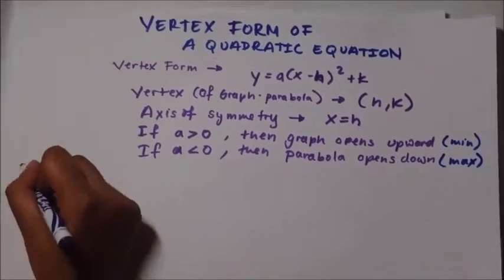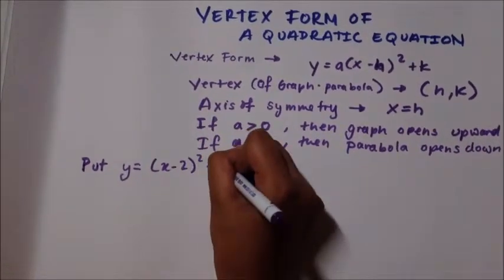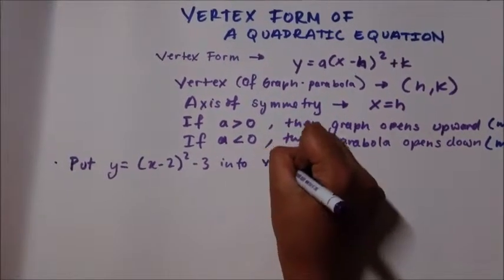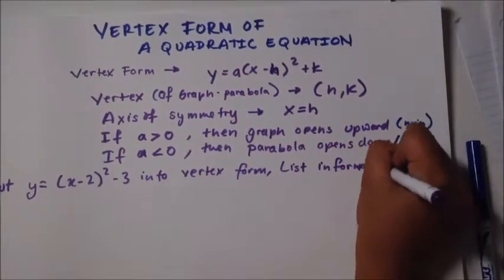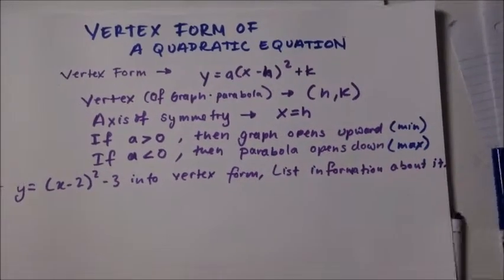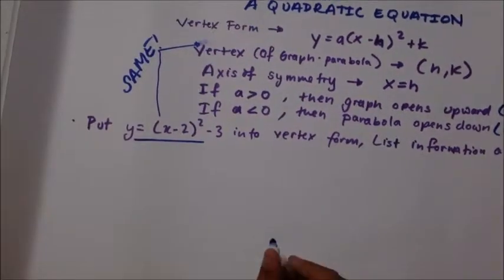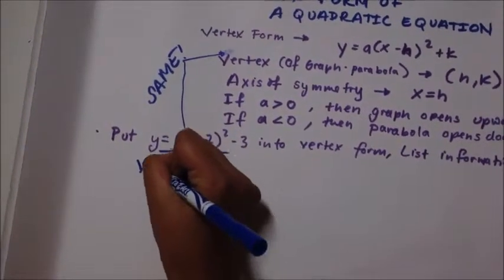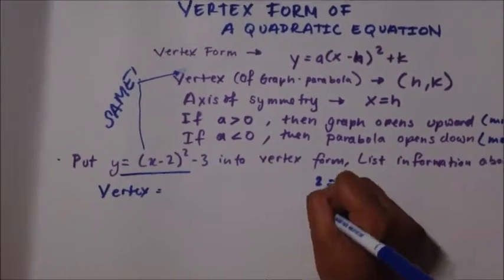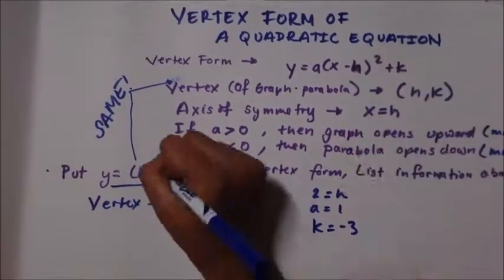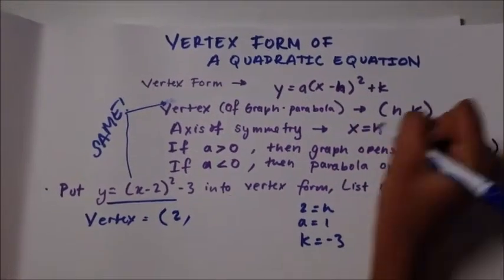So now let's look at an example. Let's put the equation y equals (x minus 2) squared minus 3 into vertex form, and list all the information that it gives us. This already is in vertex form for us: y equals a times (x minus h) squared plus k. So h equals 2, a equals 1, and k equals negative 3. Remember that it's x minus h, not x plus h.